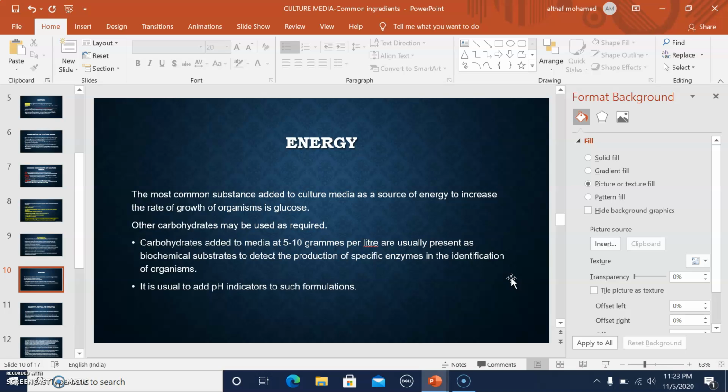So the carbohydrates added to the medium at 5 to 10 grams per liter are usually present as biochemical substrates to detect the production of specific enzymes in the identification of organisms. It is used to add pH indicators to such formulations.